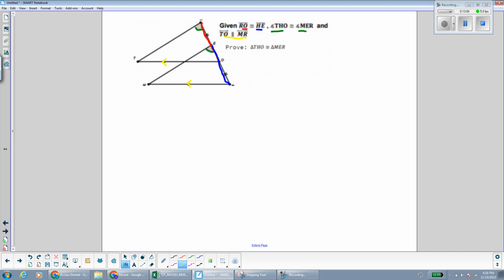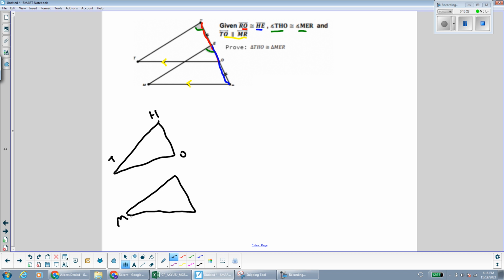In order to make this easier to see also, I'm just going to draw the two triangles separately over here. Because sometimes when triangles are overlapping in any way, drawing them separately is going to make it a lot easier to see what is going on. So I just got this triangle over here, and now I'm going to get this triangle MER over here. Sorry, some of the letters got cut off a bit.